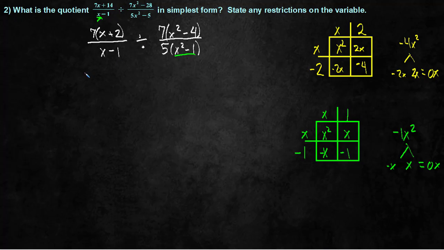And so I'm going to rewrite this with what I have. 7 times x plus 2 over x minus 1. And I haven't changed this to multiplication yet because I haven't got it all factored. If you want to at any point, you can. I just usually wait till I get it factored first.